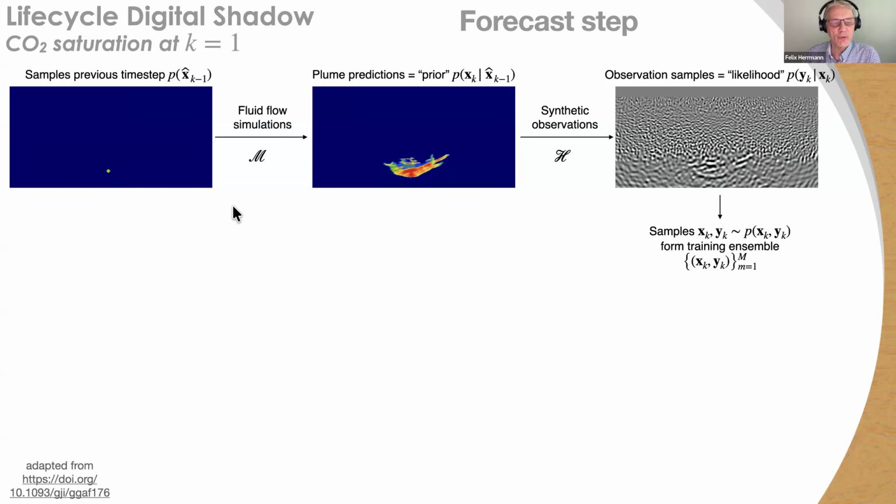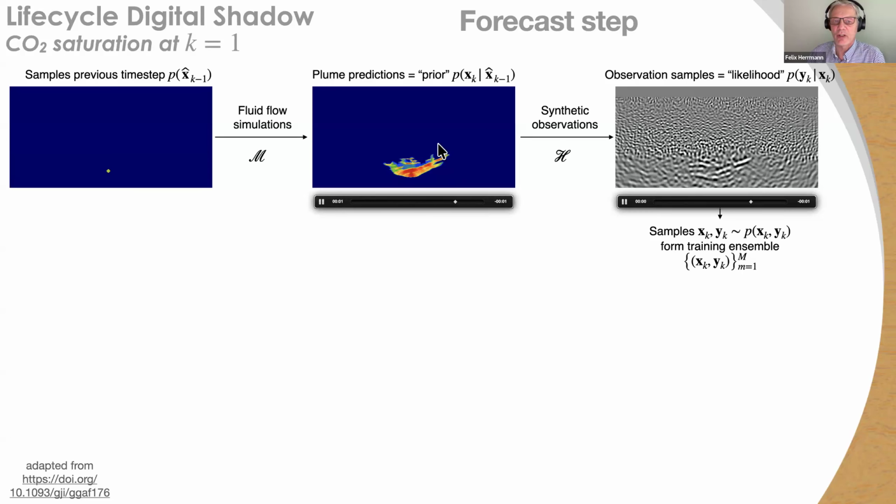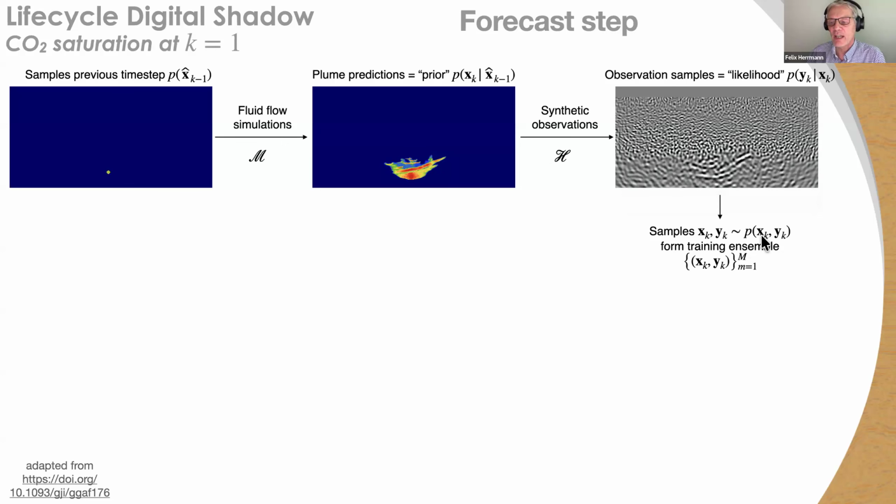Then we use rock physics to translate these to changes in the seismic properties. We generate seismic data and we make an image. That's encoded in this operator H. And you can see here seismic images that are very noisy, and they have varying plumes, and that's the imprint of this saturation. So these two can be considered as samples of the joint distribution for both the state at time k and the observations yk. All of this is basically simulated, right?